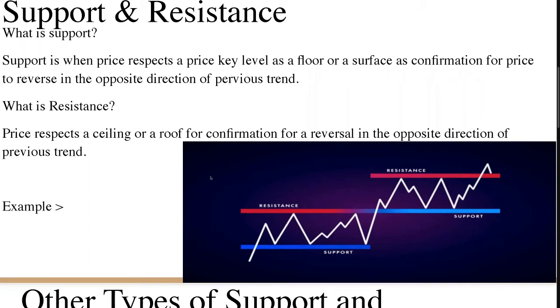So what is resistance? Resistance is when price respects a ceiling or a roof as confirmation for a reversal in the opposite direction of the previous trend. This is a resistance. It's a key level that price touched when the previous trend was buying, but now the trend is going to sell because it hit a resistance. If price respects this two times, that's valid to understand it's a resistance as well. But the third time, price didn't respect it. Price broke through that particular resistance and it kept going up.